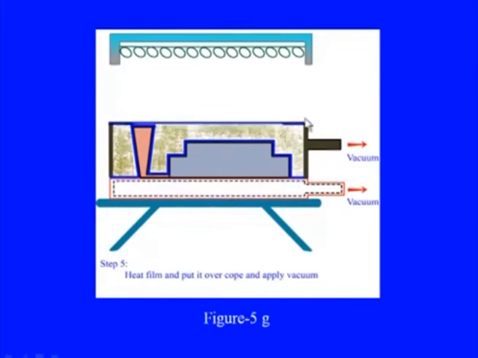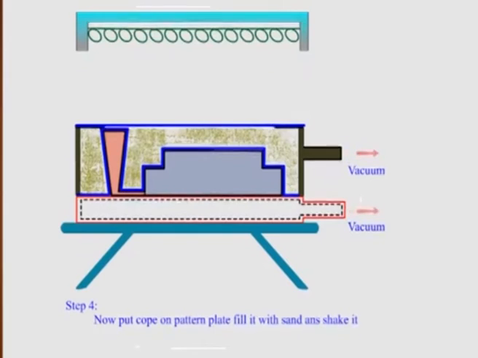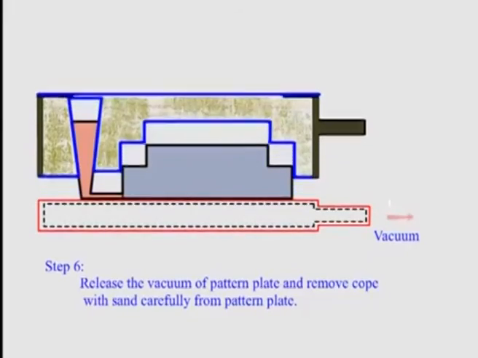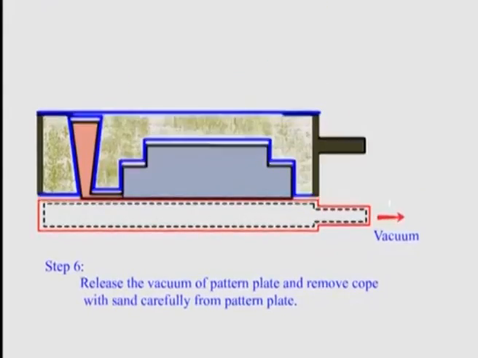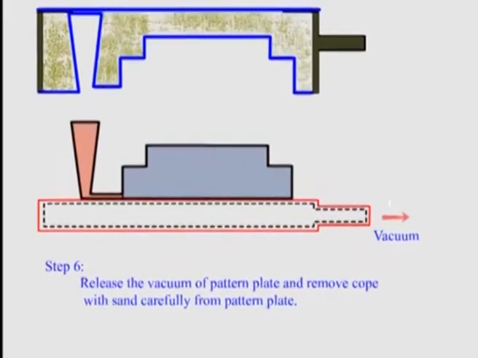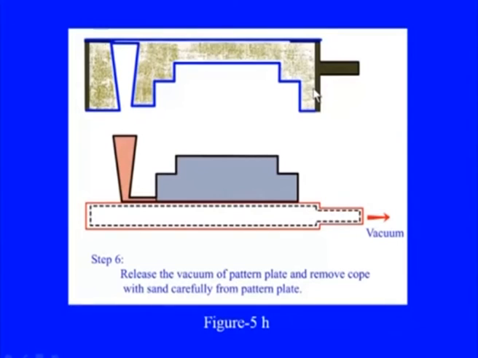Then the film is heated and it is put over the cope as shown here, and at the same time vacuum is maintained. Now, the vacuum is released and this is removed from the pattern plate. Then prepare the drag in the same way.